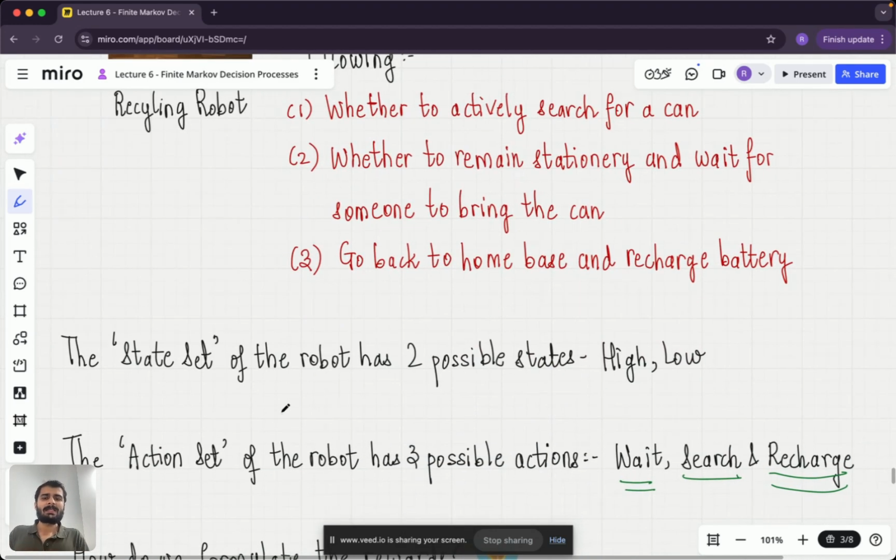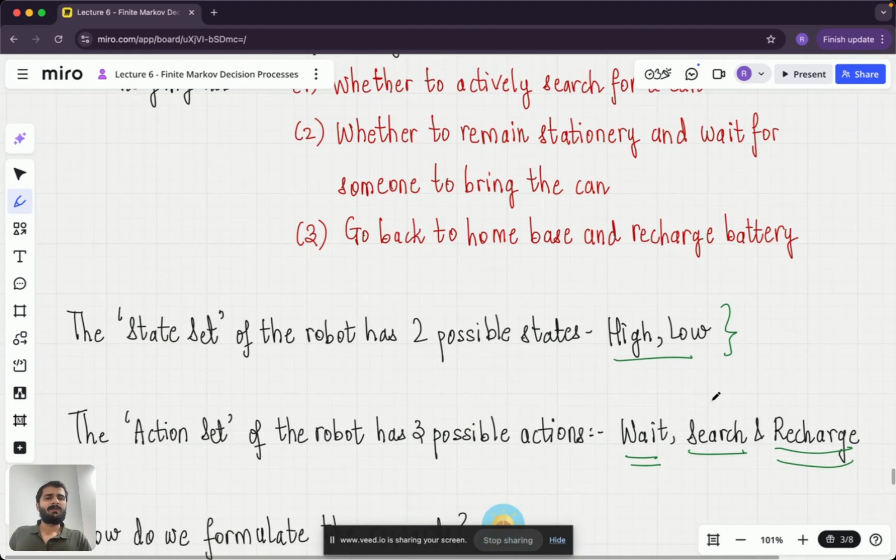Now, what is the state set here? The state set has two possible states, which is high and low. And the actions that I can take are three. Either I can wait, or I can actively search and pick up cans, or I can go back and recharge myself and increase my battery level. So these are the states and these are the actions.